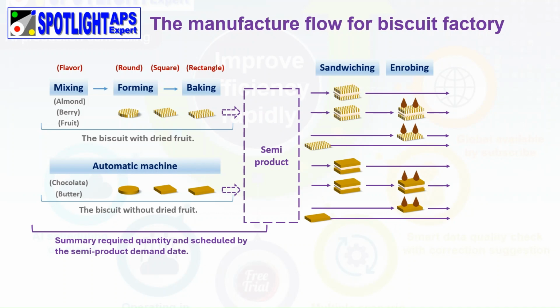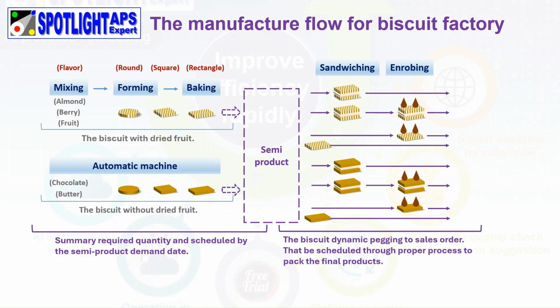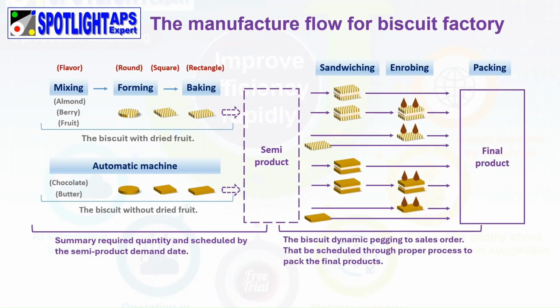All supply from the warehouse will be pegged to sales orders automatically, to make sure it meets demand as much as possible. If the customer changes the existing order or inserts a new rush order, SPOTLIGHT APS will peg biscuits to the latest whole sales order status again, and then auto-refresh the manufacture order quantity and demand date of biscuits.